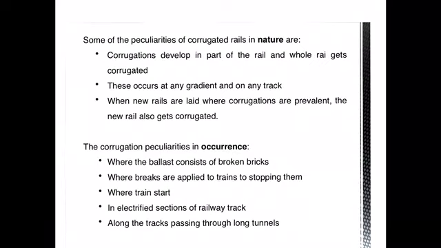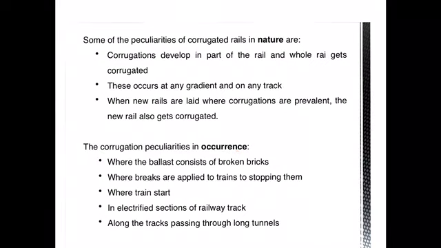And the next one is where the corrugation will occur, which part of the rail section will be subjected to the corrugation. The occurrence of corrugation is also peculiar in nature, and it is found that corrugations occur in places where broken bricks are used as the ballast. Usually we use stone aggregate as the ballast. We can also use clinkers, broken bricks, and locally available muram soil as ballast material.